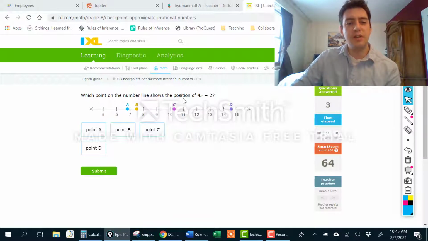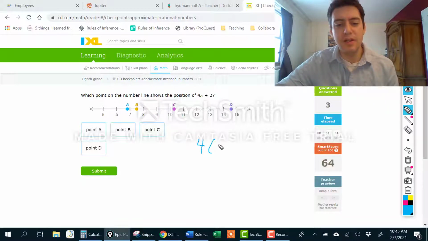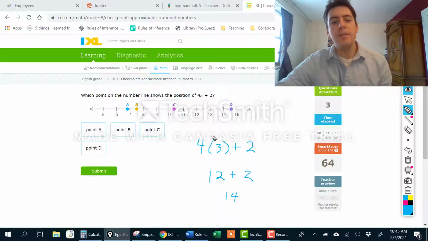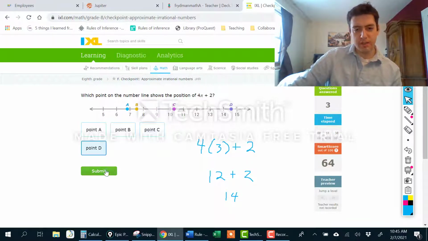Which point on the number line shows the position of 4 pi plus 2? Well, I know that pi is approximately equal to 3. So if I plug 3 in for pi, then I'll get 12 plus 2, which is 14. But my approximation was 3. I know that pi is actually a little bit more than that. So 4 pi plus 2 should actually be a little bit more than 14. So D is the only one which was reasonable here. All right, so you really didn't need a calculator for that one. That one you should be using just mental math for.